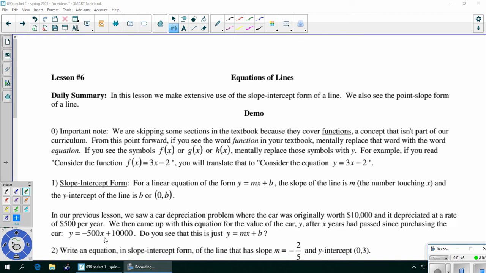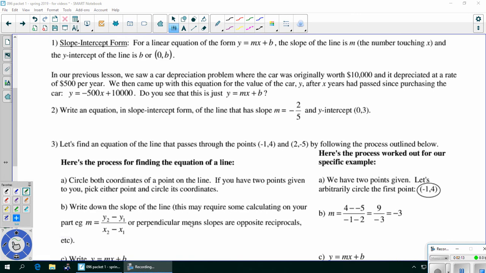So in this car depreciation example, the car started at a value of $10,000. So there's the plus 10,000, that's the starting amount, that's the y-intercept, right? The starting value, 0 years old, and the car is worth $10,000. And then the 500 per year, that's a 500x, except it's depreciating, so that means it's decreasing in value. So that's negative 500x. So mx plus b came out without thinking about mx plus b.